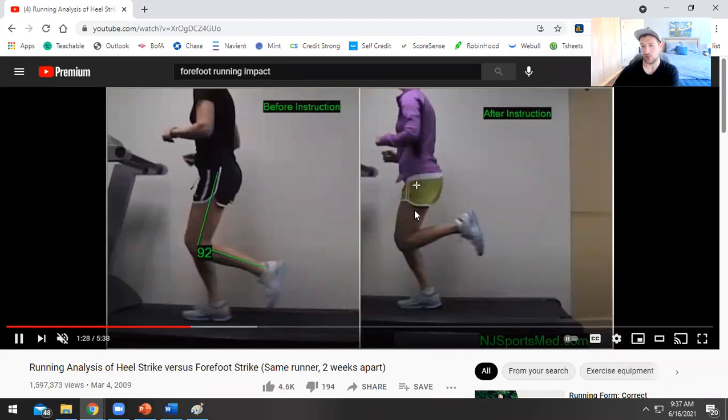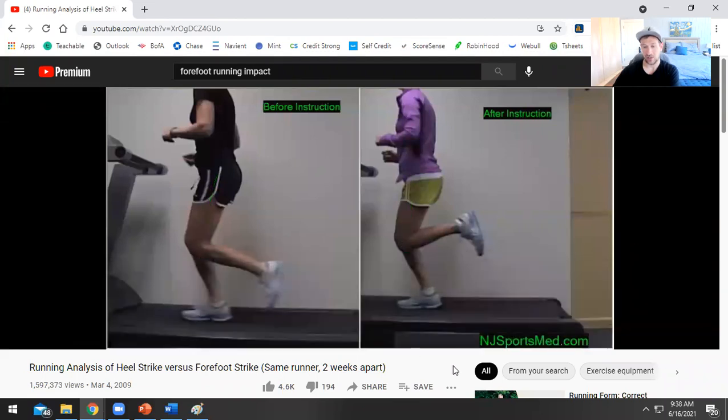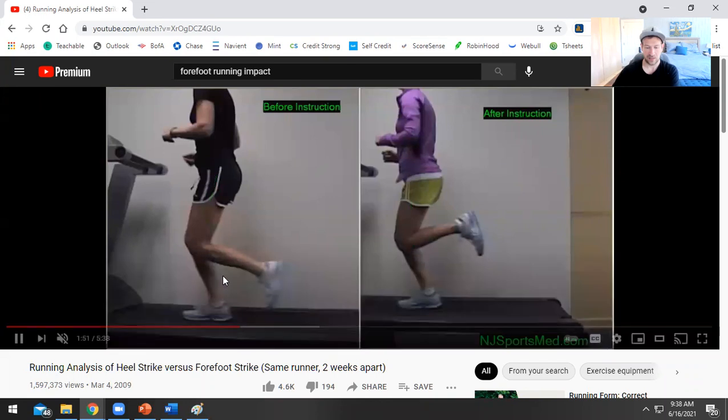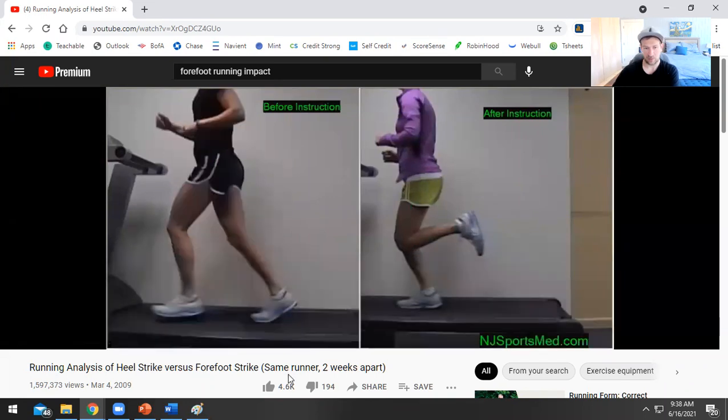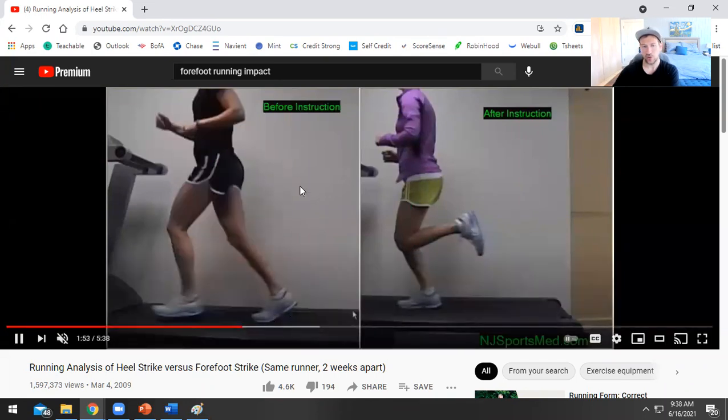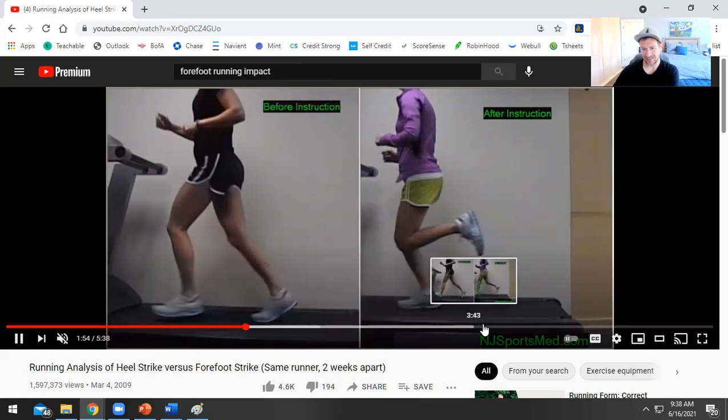That's going to make a shorter lever for her to swing her hip forward. And in this version, she's landing on her heel and recovering. And in this version, she's going to land on the front of her foot. We can see a difference in how they run, about 2 weeks apart. This is before and this is after. You can see there's a big difference there.